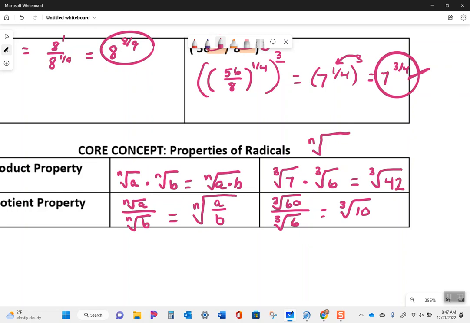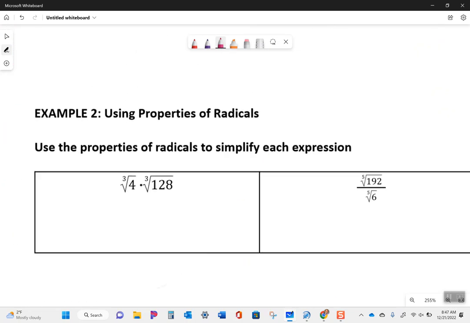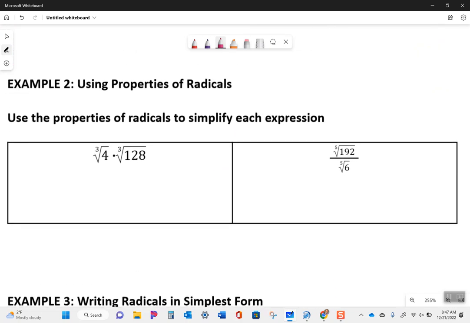Good? All right. Everybody good? All right, my friends, let's roll. Are we on to example 2? Okay, so here we go, kids.